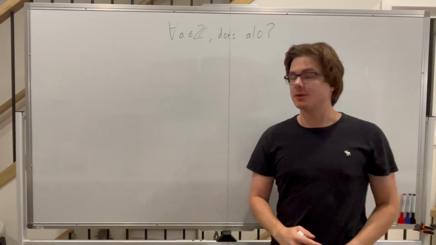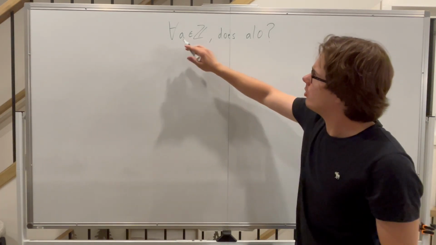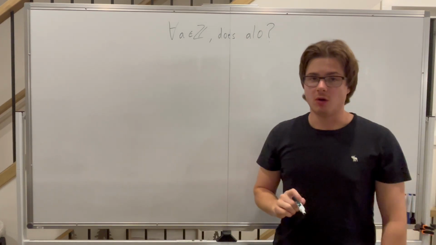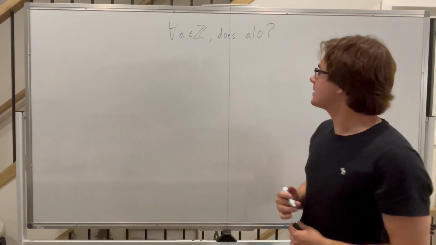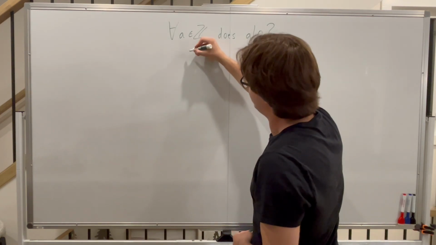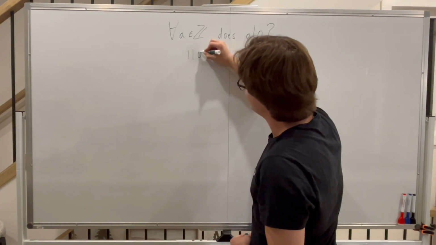Is the following statement going to be true? That for all integers a, that a divides 0. Well, let's think of some examples, right? Let's take a positive integer a. For example, 1. Does 1 divide 0?